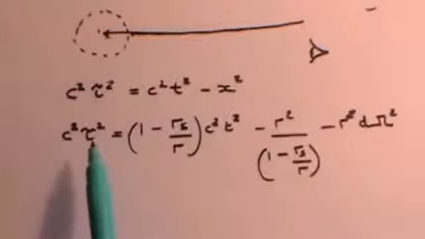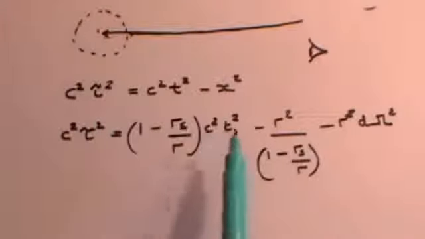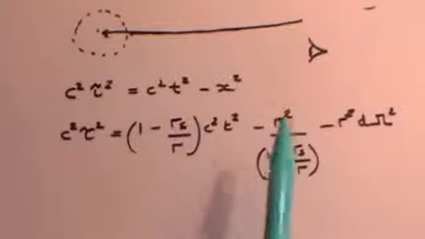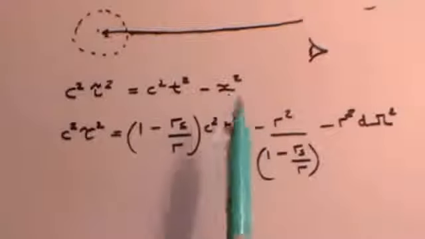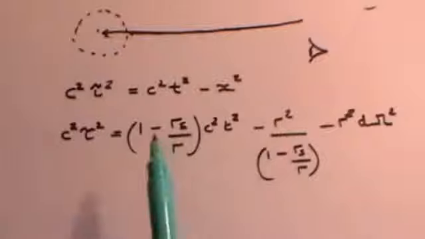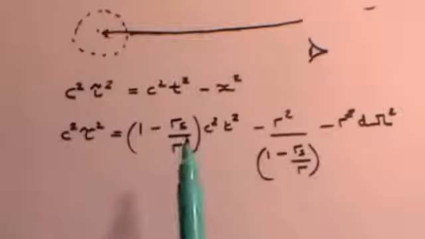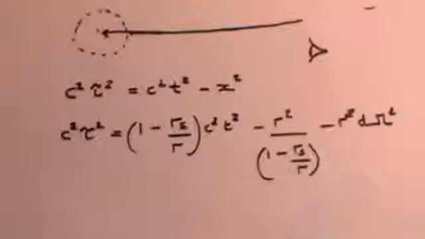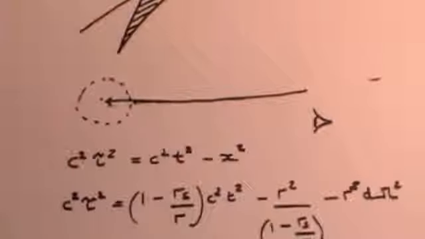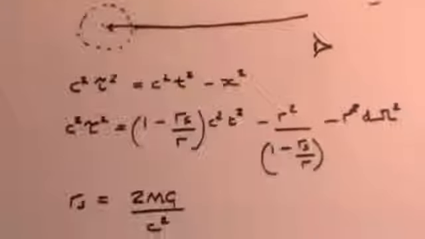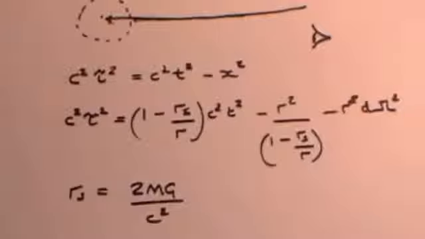You've got c squared tau squared in both. You've got a c squared t squared. You've got an r squared instead of an x squared, but that's because we're using polar coordinates. But you've got this peculiar term here, 1 minus rs over r. And we said that rs is 2mG over c squared. That is the formula for the Schwarzschild radius that we calculated earlier in this video.